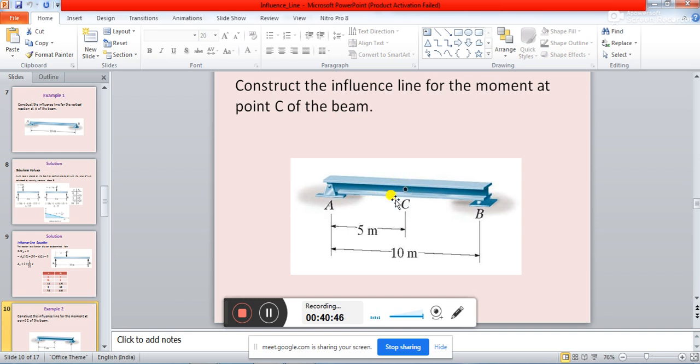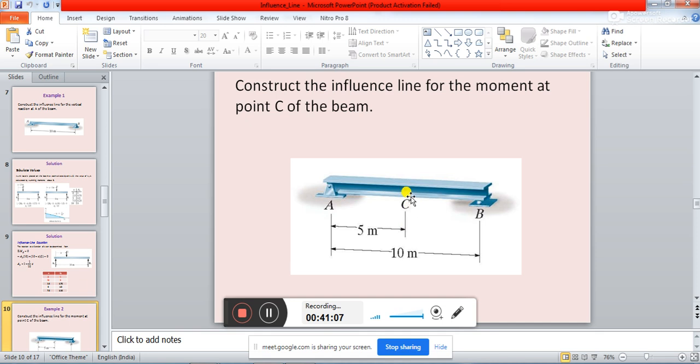So you will have to find the influence line diagram for the bending moment at point C for a simply supported beam of length 10 meters, where C is a point located at the middle of the beam.